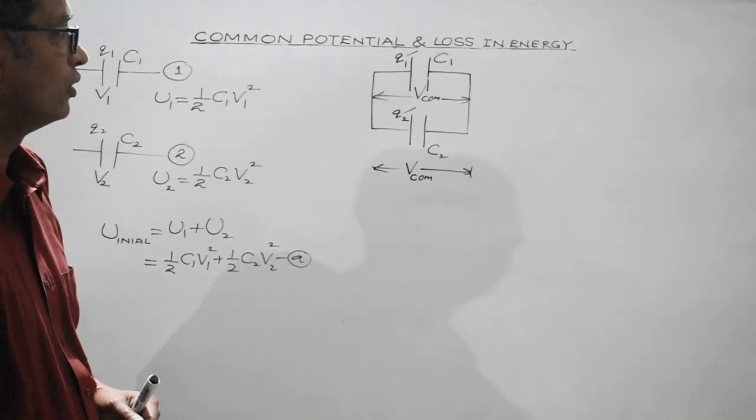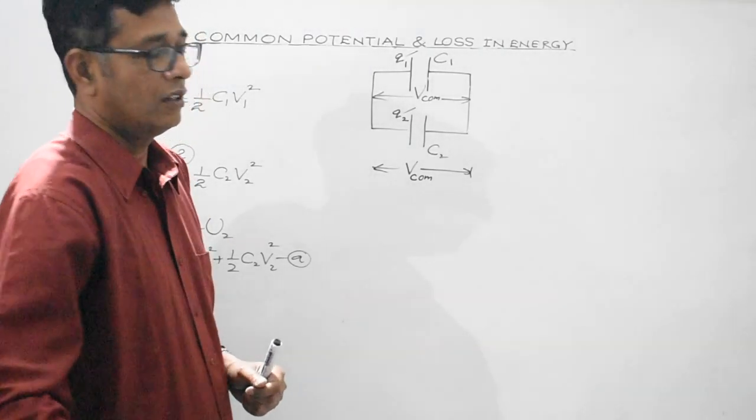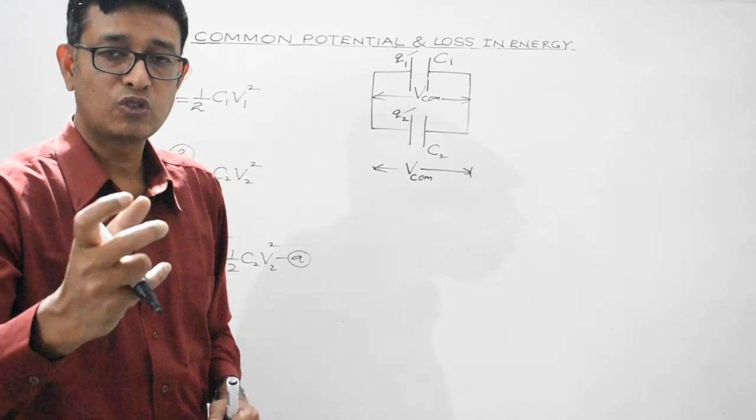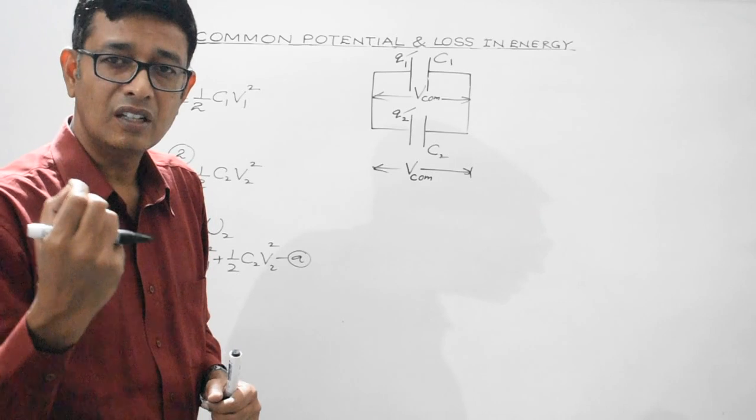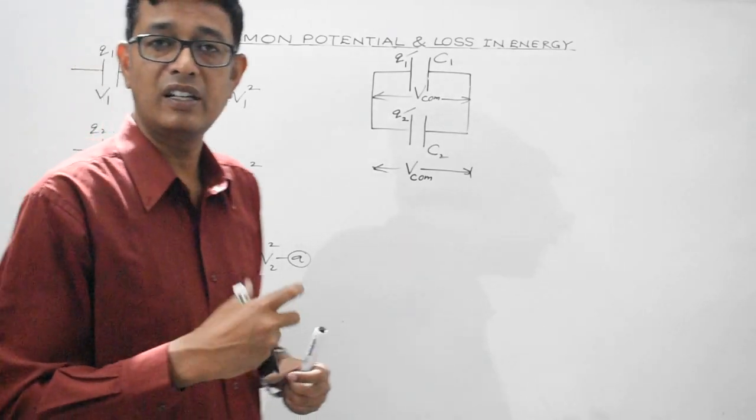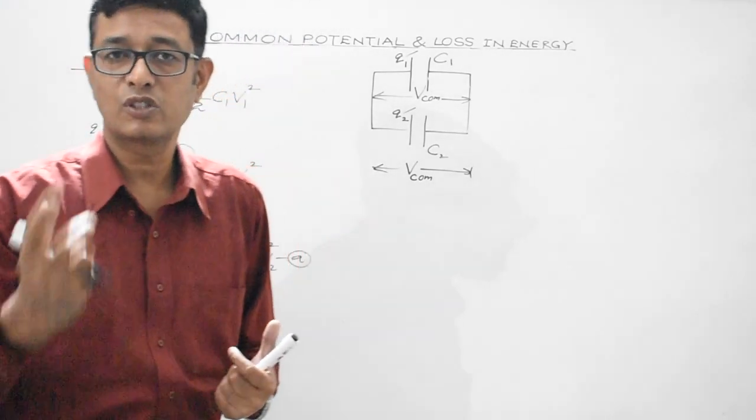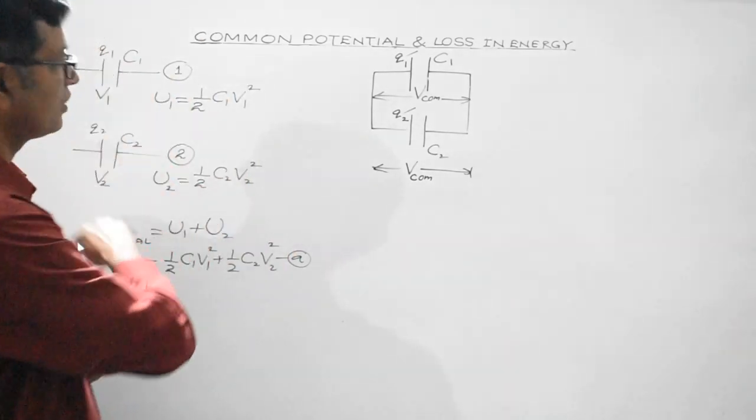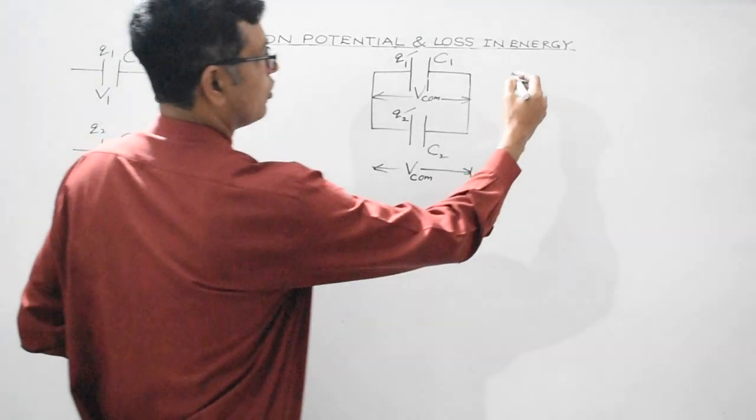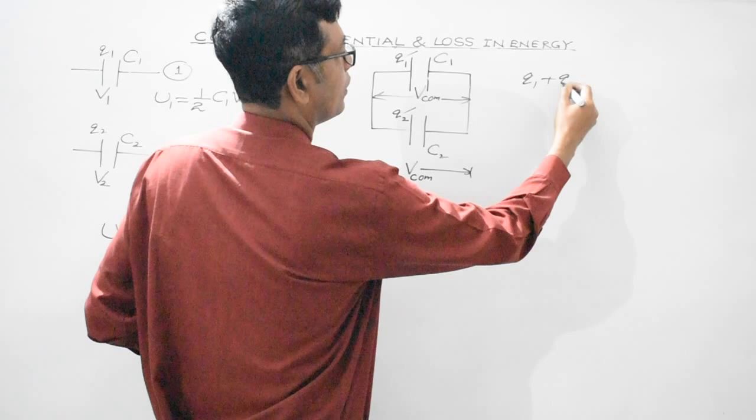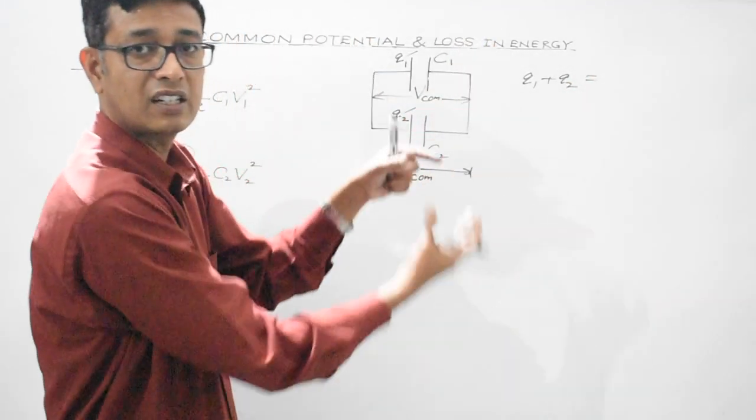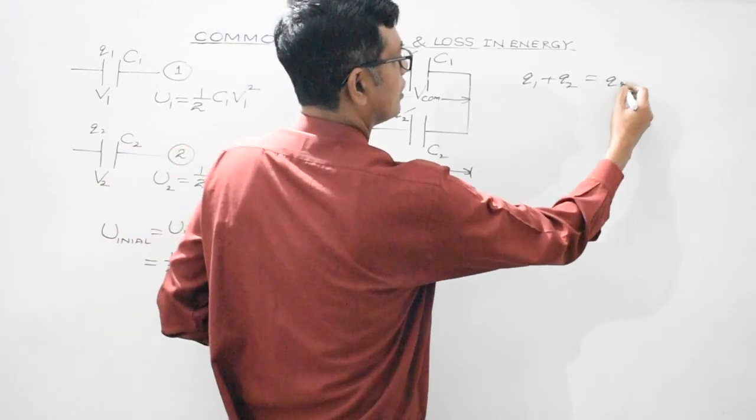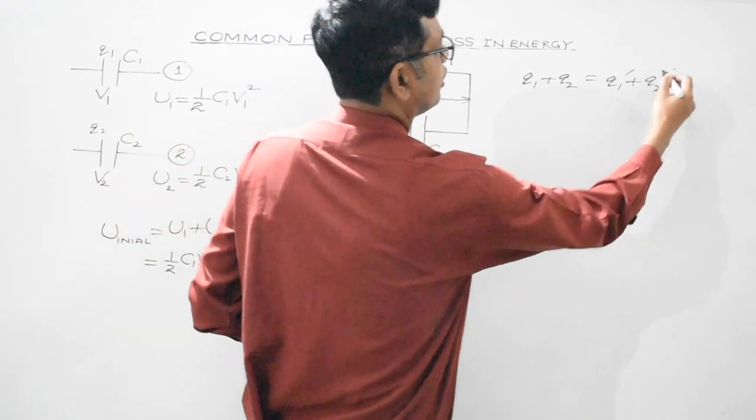For that, what we do is, I've always maintained, and you're also aware of it, we have discussed it with the property of charge. Charge is conserved. Charge can neither be created nor can it be destroyed. So what is the total charge of the system before they are connected together? It was Q1 plus Q2. What is the charge of the system after they are connected? It is Q1 dash plus Q2 dash.